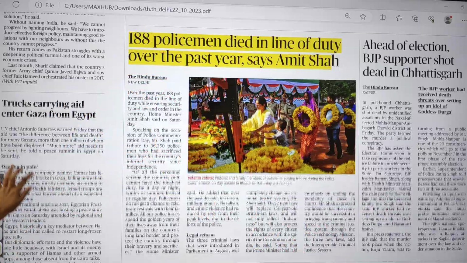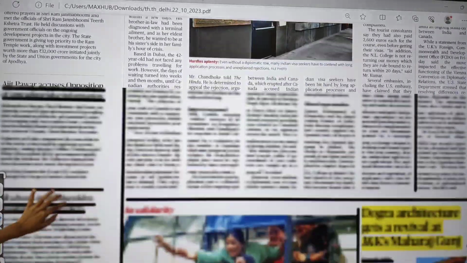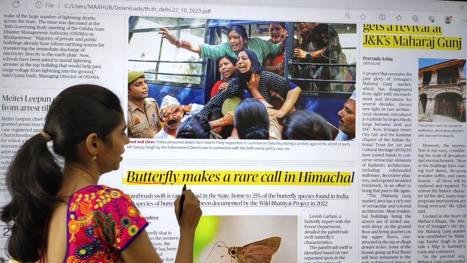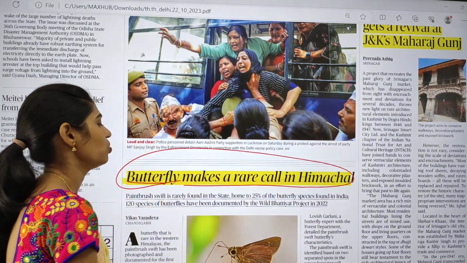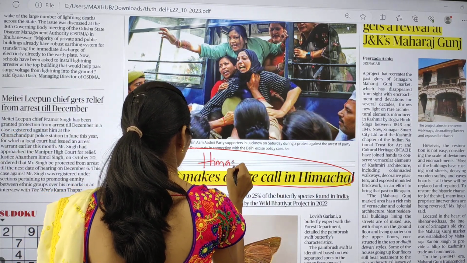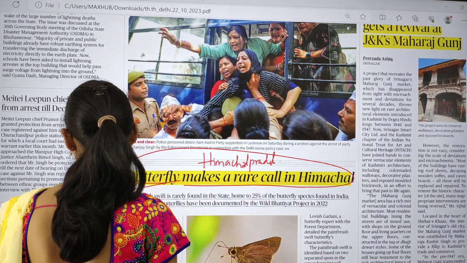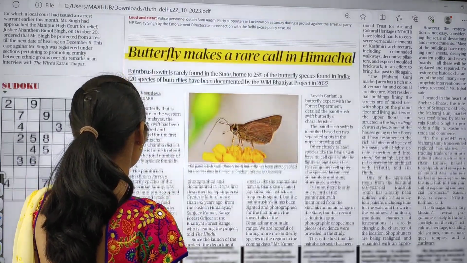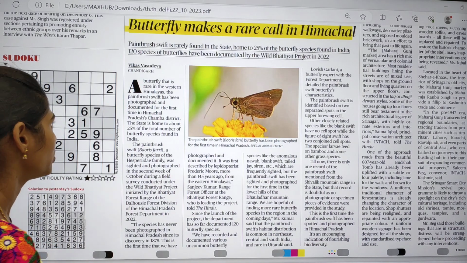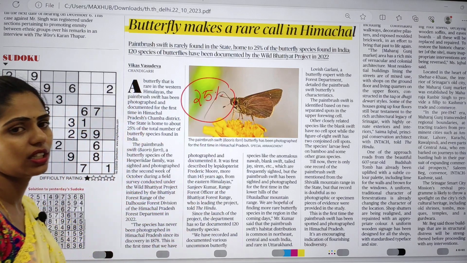And if you move on, there is nothing much important. Here you can see that a butterfly makes a rare call in Himachal. So you have to know some facts here. Himachal Pradesh state has a good number of butterflies. You can see a good number of butterfly species in Himachal Pradesh, and this state is home to about 25% of the butterfly species seen in our country.